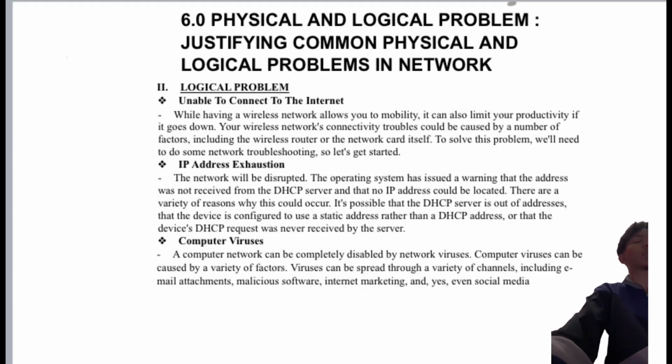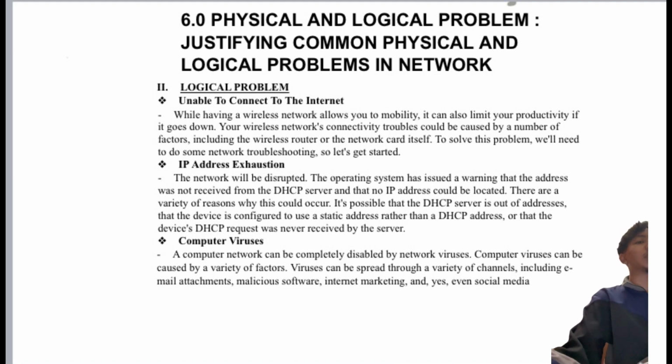Logical problem. For example, you're unable to connect to the internet. While having a wireless network allows you mobility, it can also limit your productivity if it goes down. Your wireless network's connectivity trouble could be caused by a number of factors, including the wireless router or the network card itself. To solve this problem, we will need to do some network troubleshooting, so let's get started.